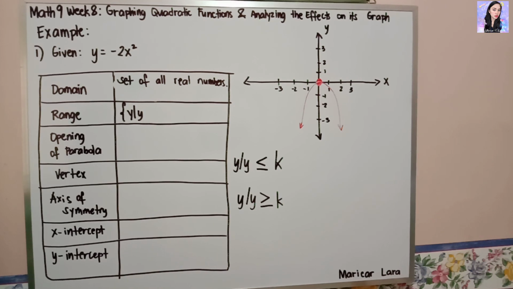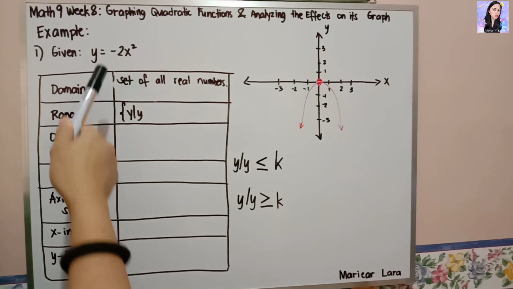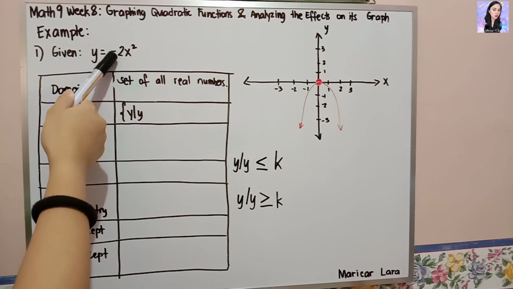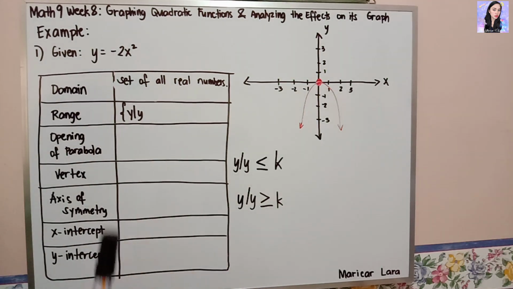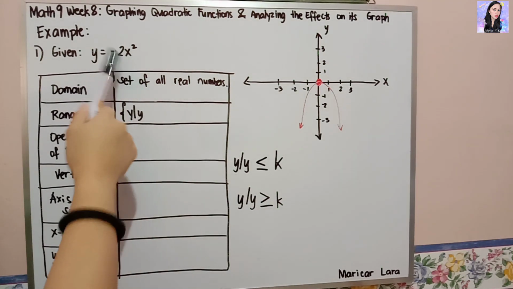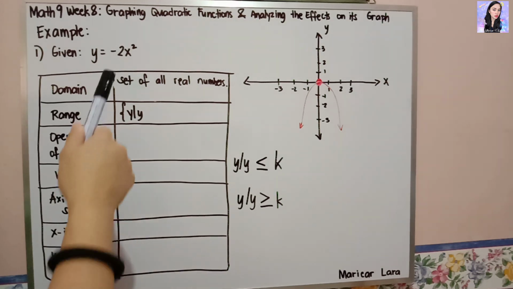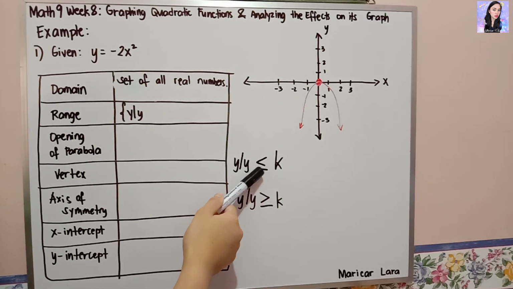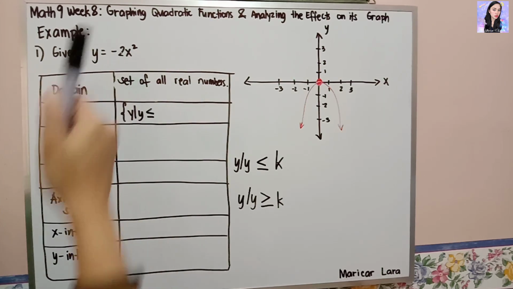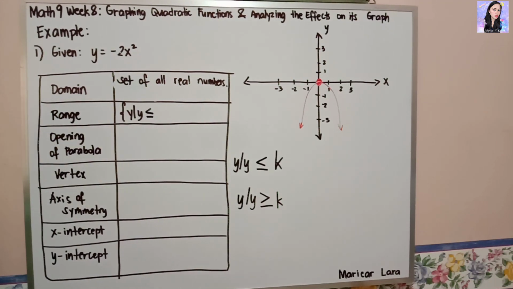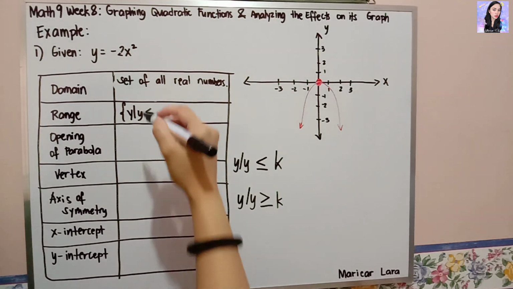So, paano natin malalaman kung less than or greater than? So, less than kapag negative ang A. So, ang A natin dito ay negative 2. So, ito ang gagamitin natin. Greater than naman kung ito ay positive. But since this is negative, we will use less than. So, we will have less than K. So, dito sa ating equation ay wala tayong K. So, ang ilalagay natin dyan ay 0.